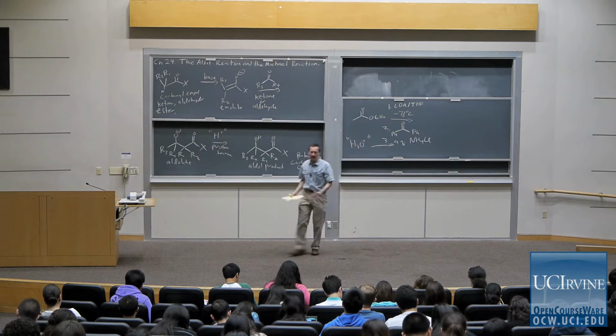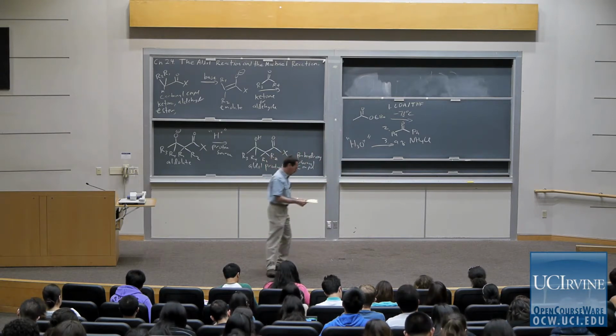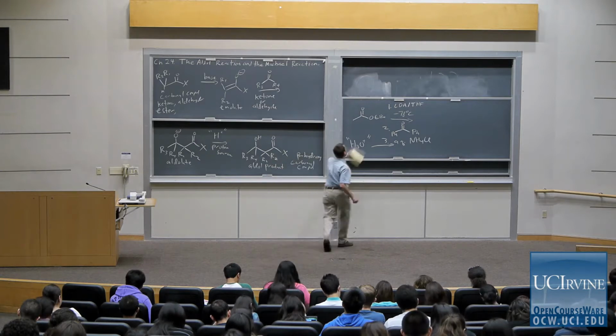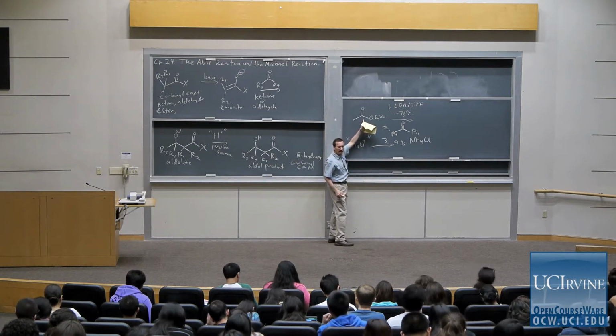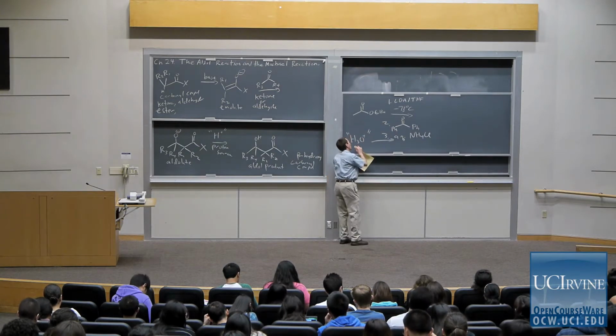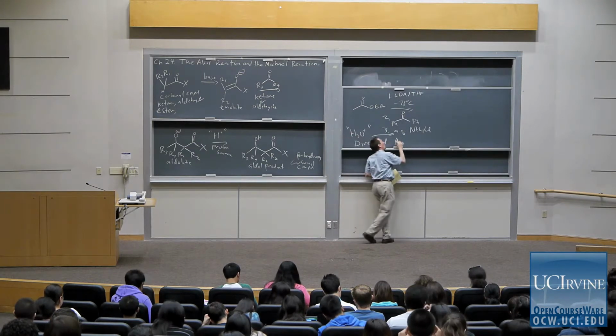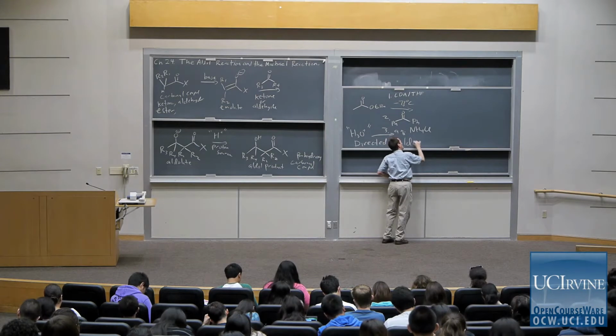But this is sort of my favorite cookbook, what's called a directed aldol reaction. Directed meaning we're first generating the enolate, we're then in a separate step adding a carbonyl compound and isolating the product. So I'll write directed aldol reaction.